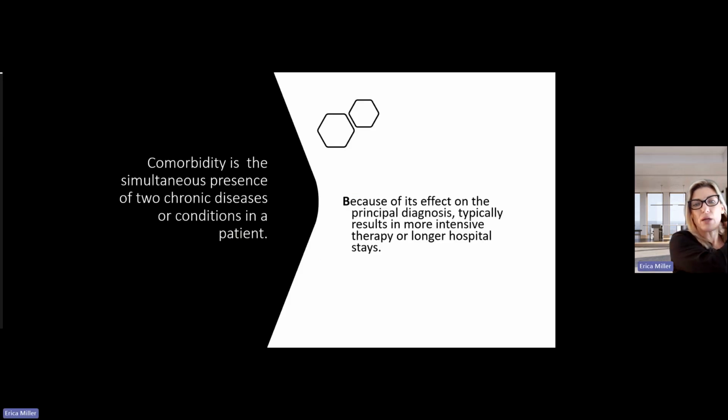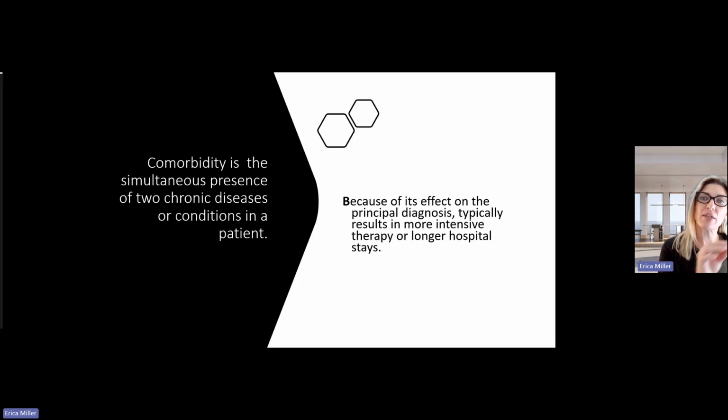All right, we talked about this a little bit earlier, those complications and comorbidities. So the question on your study guide is define comorbidity. Comorbidity is the simultaneous presence of two chronic diseases or conditions in a patient. A patient could even have more than two chronic conditions, okay? But that is the basic definition of comorbidity, simultaneous presence of two chronic conditions or diseases in a patient.